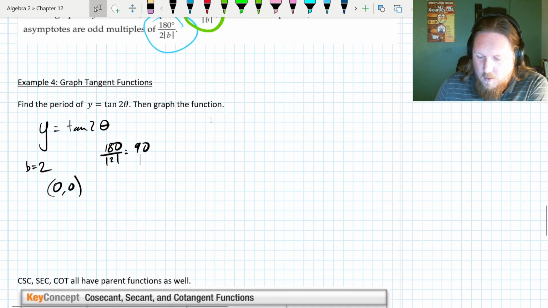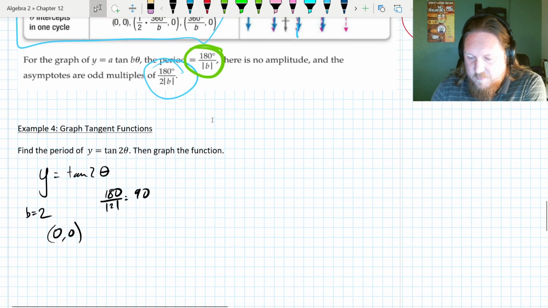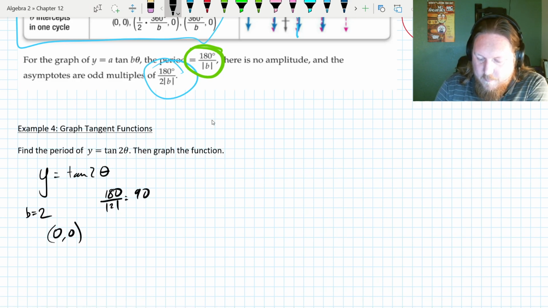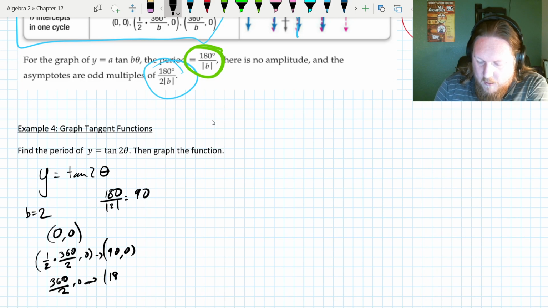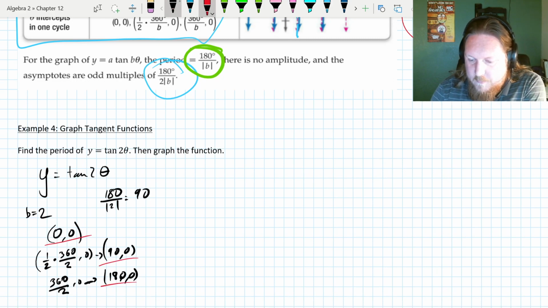So we're going to find some asymptotes here. So we got 1/2 times 360 over 2. It's 360 divided by 4. That's going to be 90, comma 0. All right. And then we're going to have 360 divided by 2, comma 0, which is just 180, comma 0. So there's my 3 intercepts that I'm going to work with here.